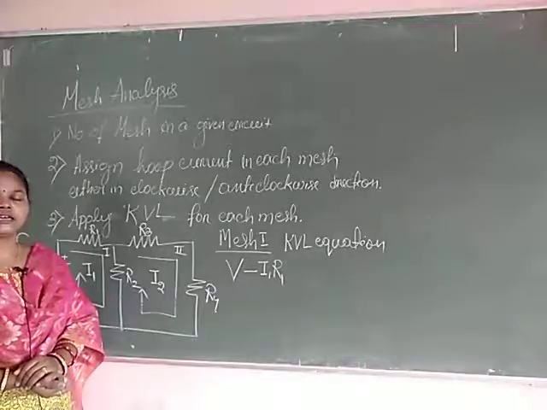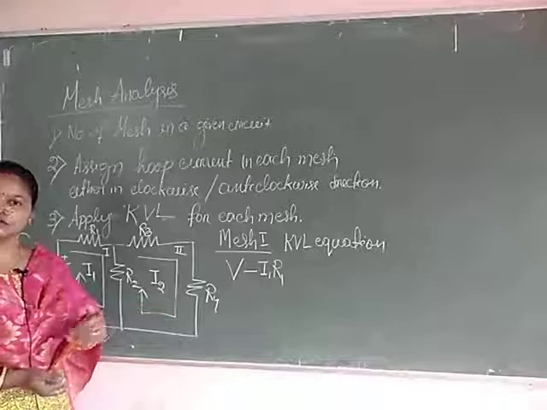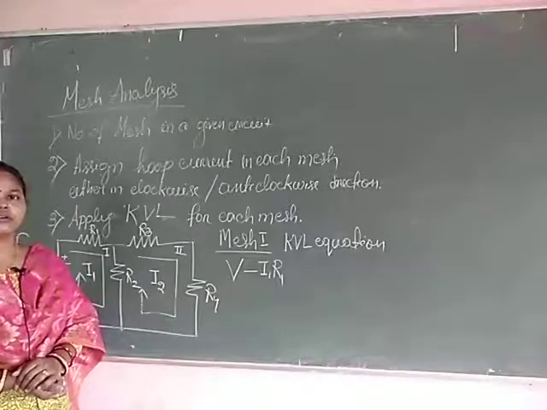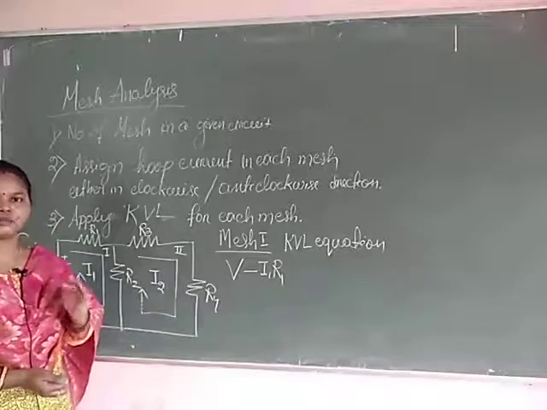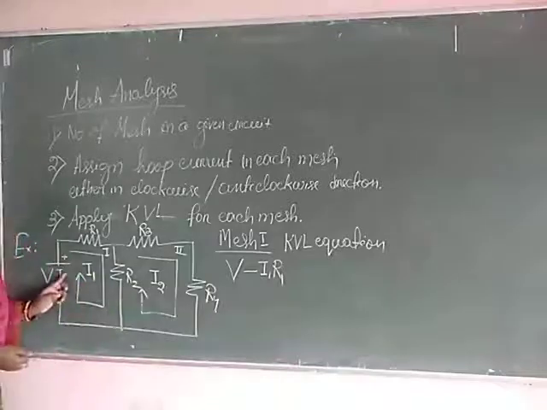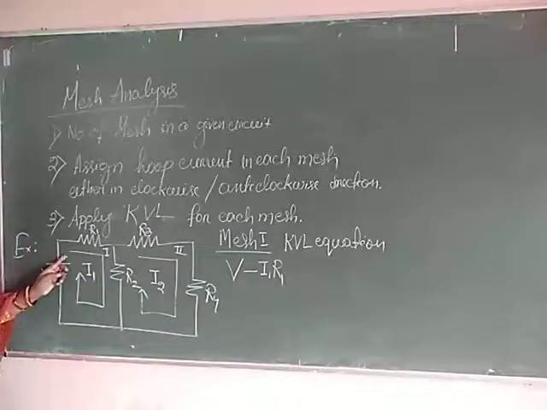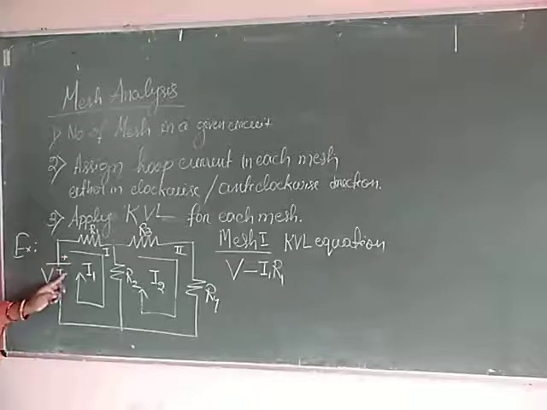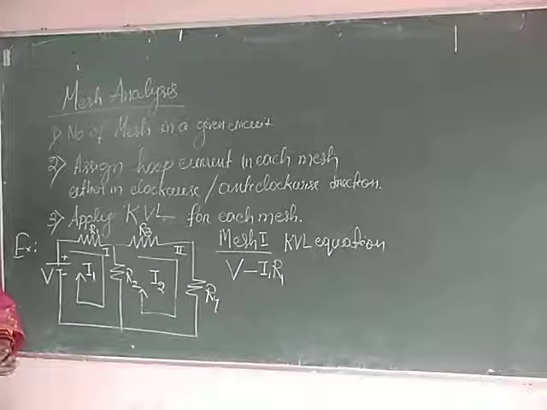But here you see how the current flows through the element. If it is from negative to positive, a rise in potential takes place and its polarity is positive, and if current flows from positive to negative, then a fall in potential takes place and the voltage polarity is negative.